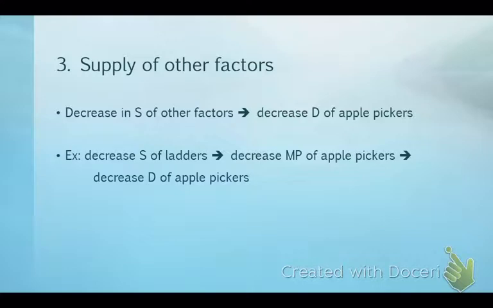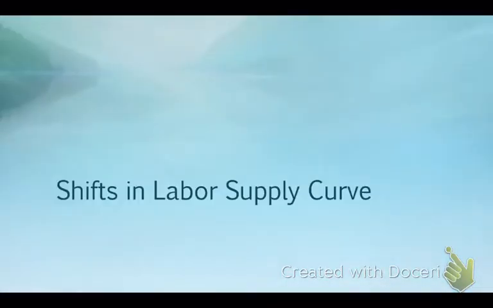It all goes back to the equation for MRP, MP times P. One of these two things is going to change when we talk about these three things that shift the demand curve. Two of them deal with price. One of them deals with marginal product. All right, any questions on shifts of the demand curve in the labor market, factor market? Okay, let's go to shifts of the labor supply curve.